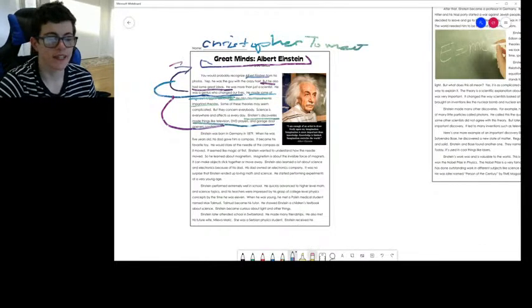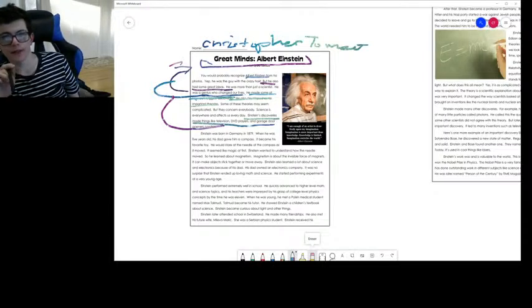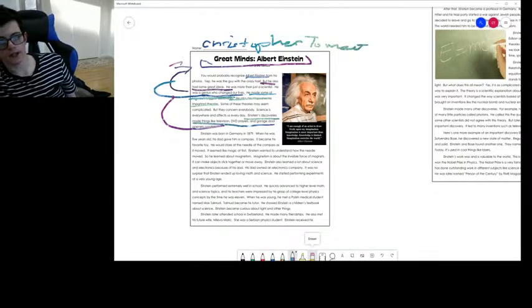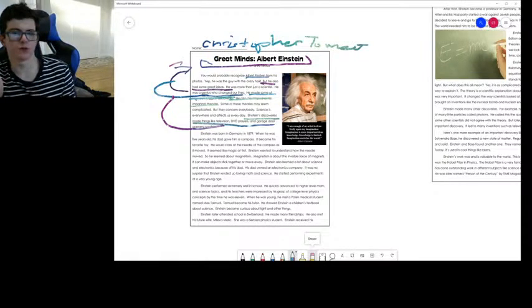Einstein was born in Germany in 1879. When he was 5 years old, his dad gave him a compass. It became his favorite toy. He would stare at the needle of a compass as it moved. So he learned about magnetism. Magnetism is about the invisible force of magnets. It can make objects stick together or move away.